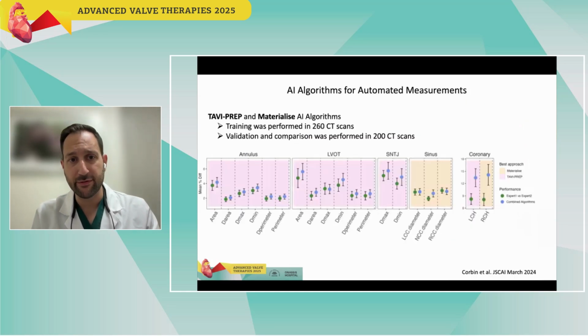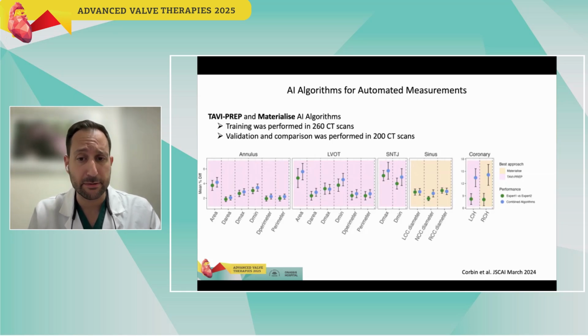There have also been AI algorithms developed for automated measurements of CT scans. This was a study published in a journal last year, showing two of the algorithms, and there was significant agreement between the accuracy of the measurements of these AI algorithms and the expert measurements. And this is also another area where AI is being developed.